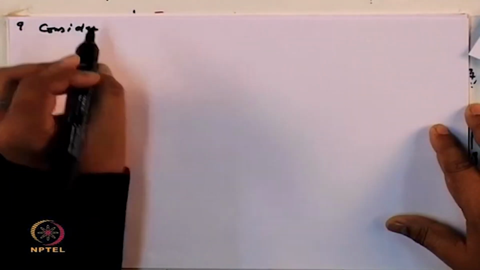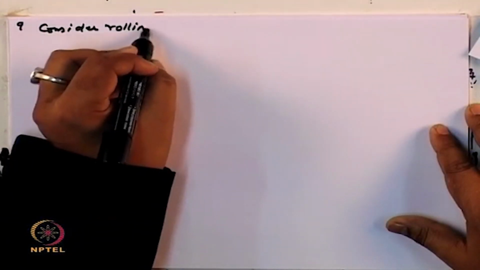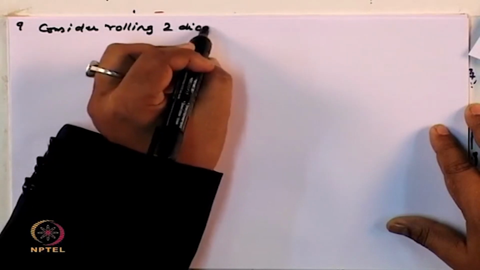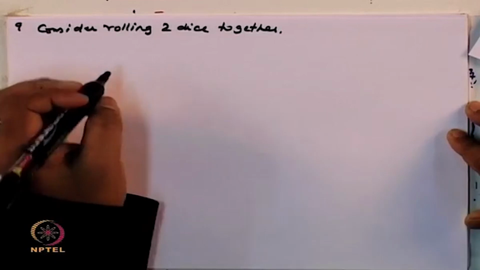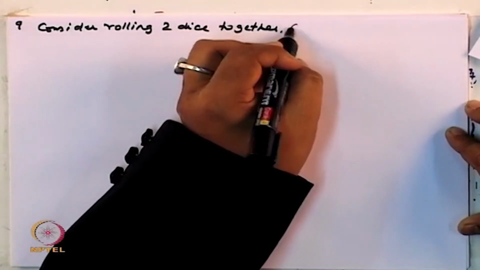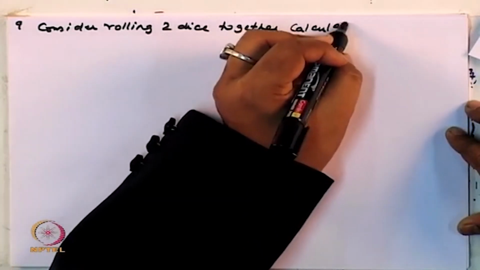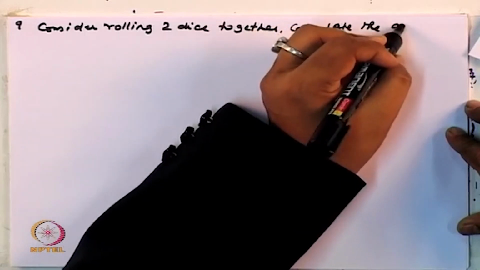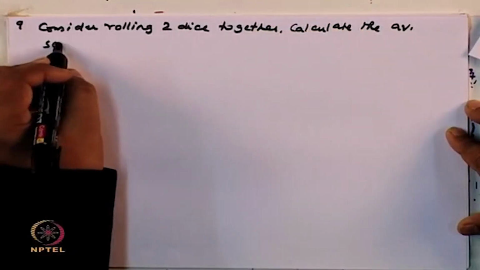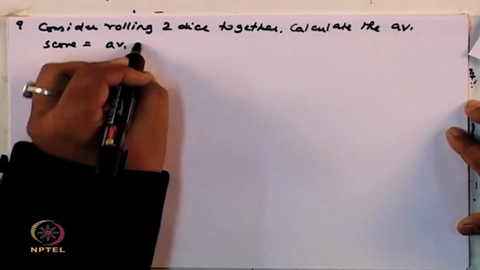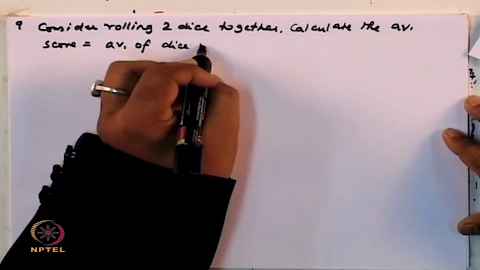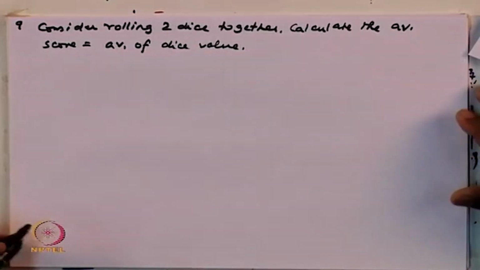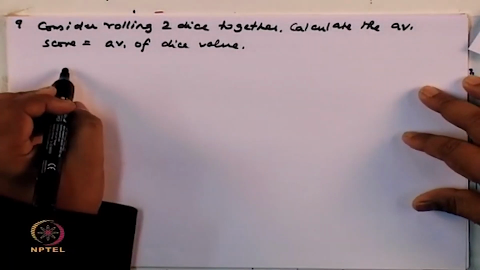Let us say I consider rolling 2 dice together, and from this I am calculating the average score, that is equal to the average of the dice value. So, I can construct this table.